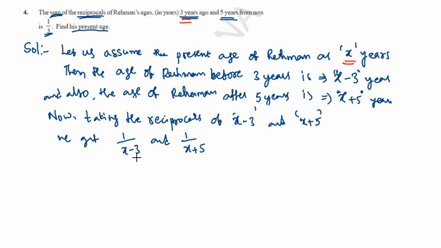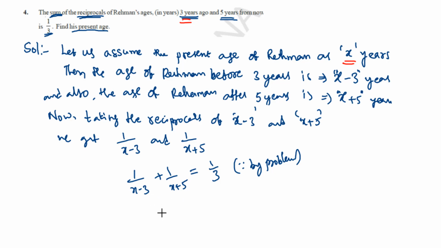So now we have the reciprocals of these two edges, and next we have to add these two. So let us add these two, 1 by x minus 3 plus 1 by x plus 5. By adding these two, what we get? The sum of these two equals 1 by 3, it is given, so we can write 1 by 3, since by problem. Now we have to simplify this.